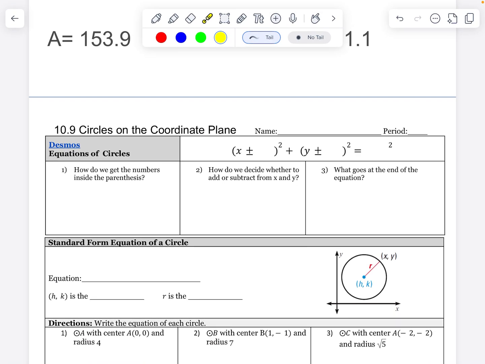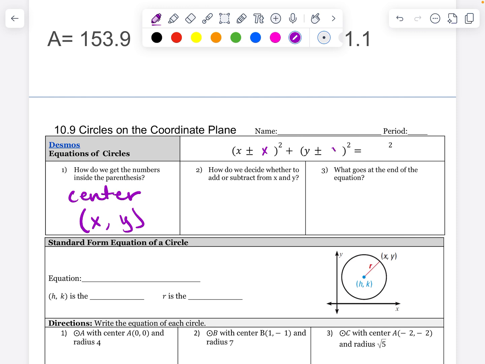Y'all, the numbers inside the parentheses are the center. So x comma y, it's the x value of the center, the y value of the center. What letters we tend to use for those, though, are this, y'all see this H, K right here? So H, K: H is the x value, K is the y value. It doesn't matter, it is just the center, okay? It is the center of the circle.